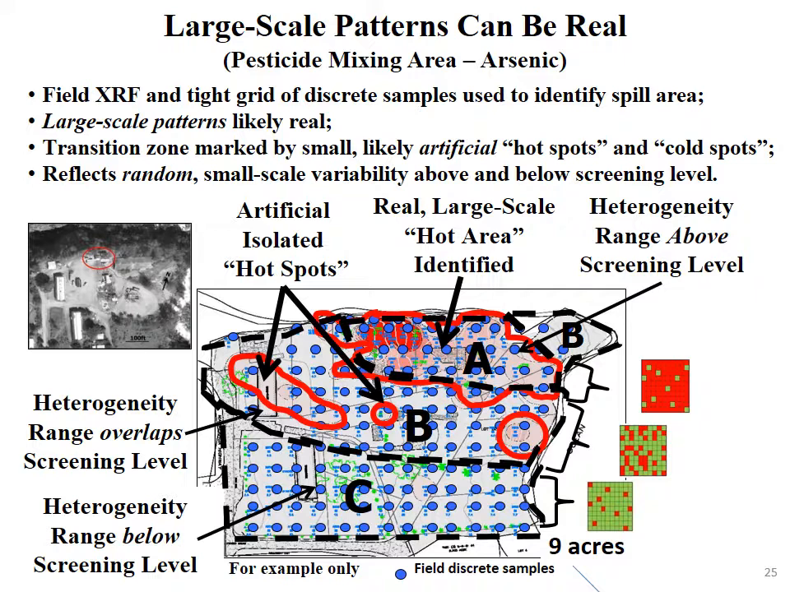This was the pesticide mixing area mentioned in the previous presentation, where we had a lot of historical information. We knew the people before were mixing arsenic-based pesticides at the site. You've seen this historical photograph. Having difficulty finding it with designating 5,000 square foot DUs on a 9-acre site, the consultant went back with a tight grid of discrete soil samples, very well prepared discrete samples. There were several points within a 1 square meter area, shot them with an XRF, and very quickly identified where the hot area of the site was.